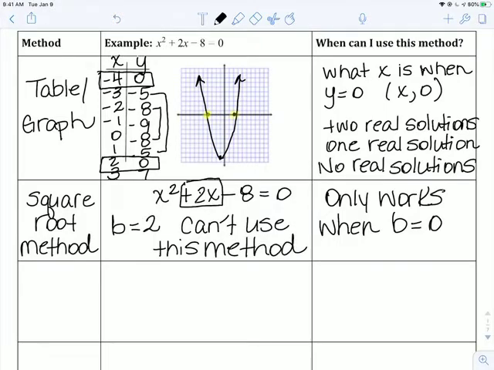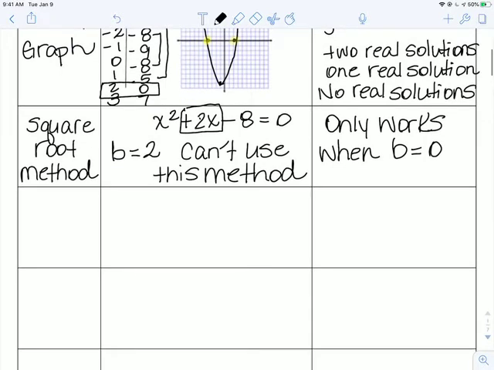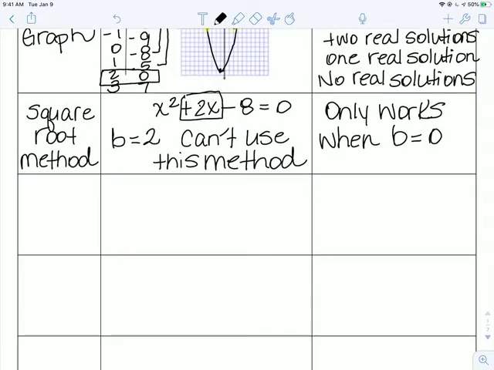And we'll see some examples in just a little bit where your b is equal to 0 and you will be able to use this method, and we'll see how that process goes. All right, the next thing that we're going to look at is factoring. And we're going to take this quadratic and I'll show you how you can factor it.